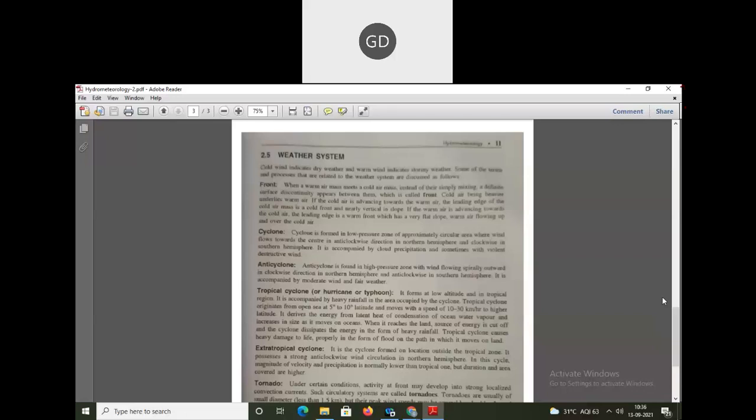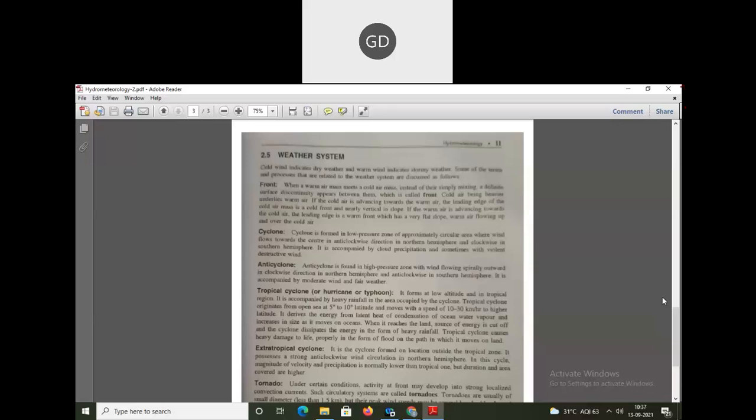So when this warm air mass and this cold air mass meet, what will happen? They will not simply mix. There will be a discontinuity between them, since one is a warm air mass and the other is a cold air mass. Instead of simple mixing, there will be a surface discontinuity that appears between them, and this discontinuity on the surface of the cold air and warm air mass is known as your front.